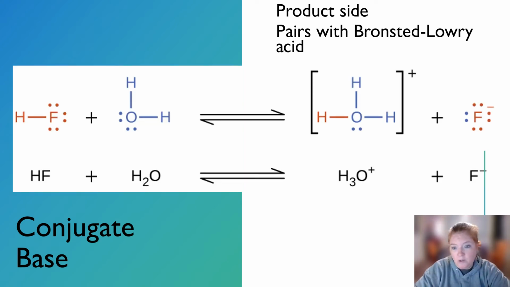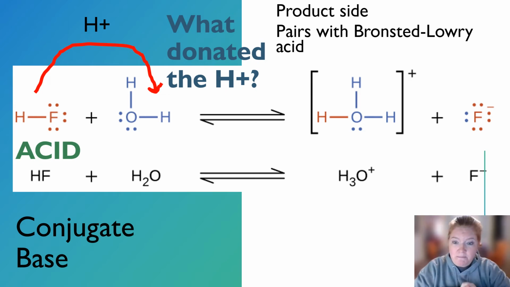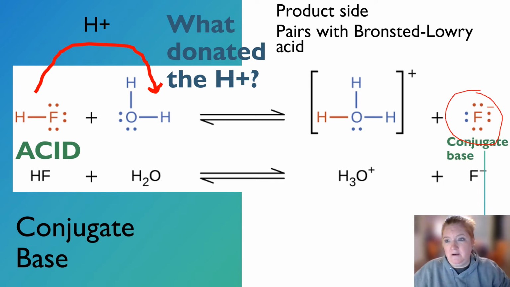So here's our equation, same one. Follow the H plus. Remember, we followed it here. What donated the H plus? We already said it was this. So the conjugate base is the acid without that H. It gave it away, right? It donated it. So where is it without the H? It's right here. So that is the conjugate base. They're partners: acid on this side, conjugate base on this side.